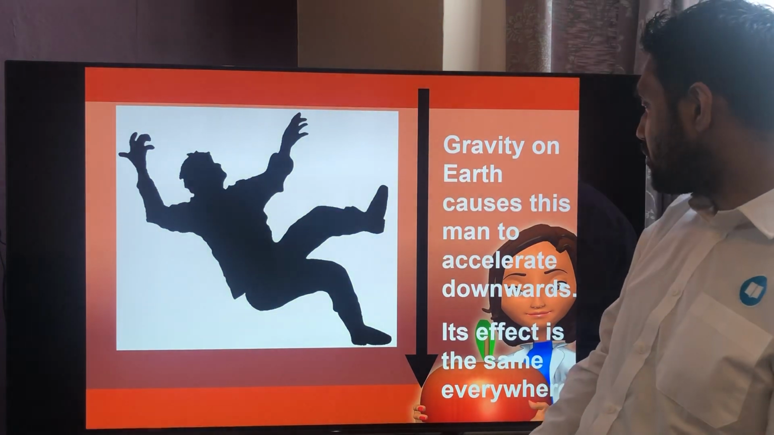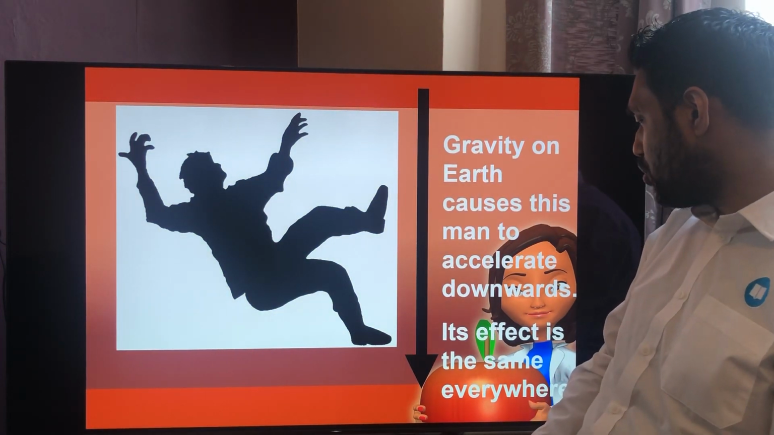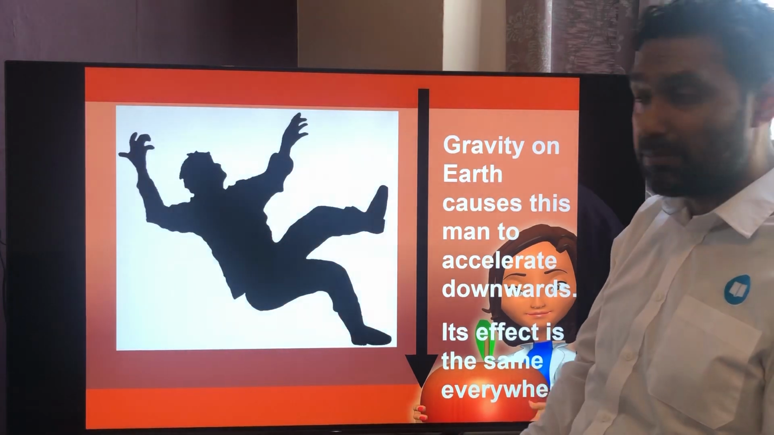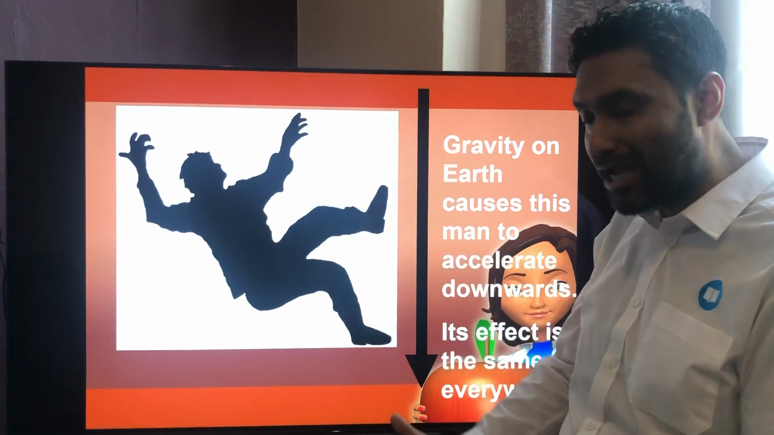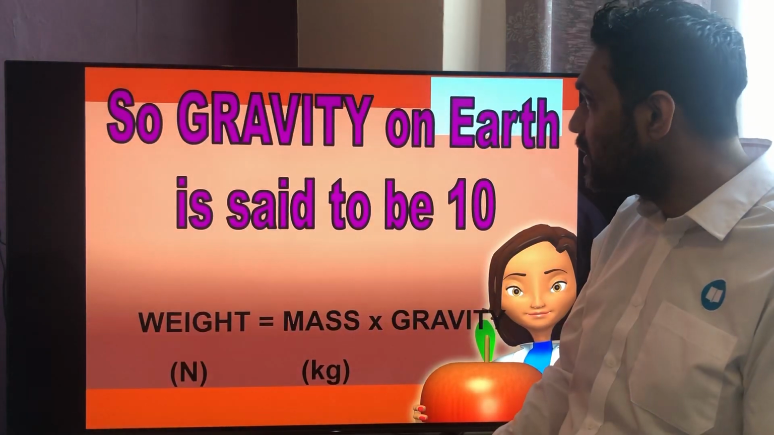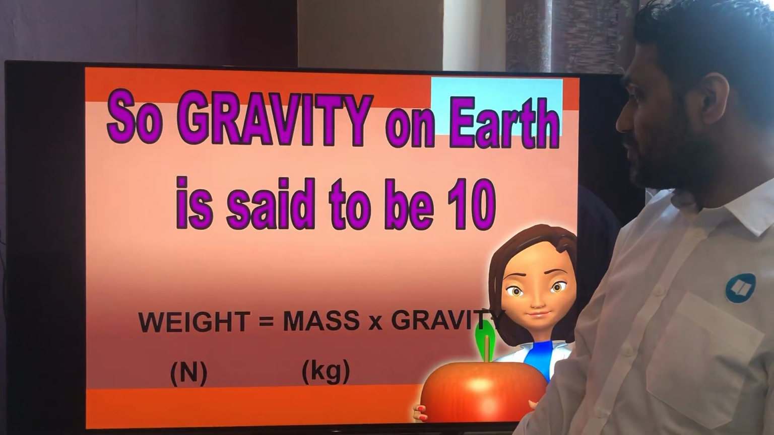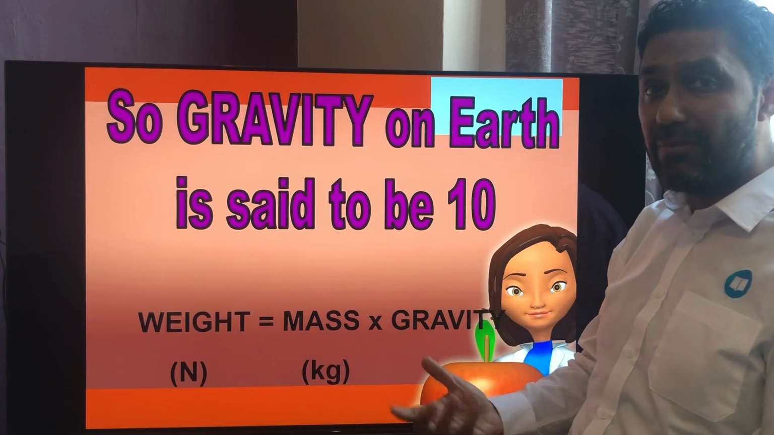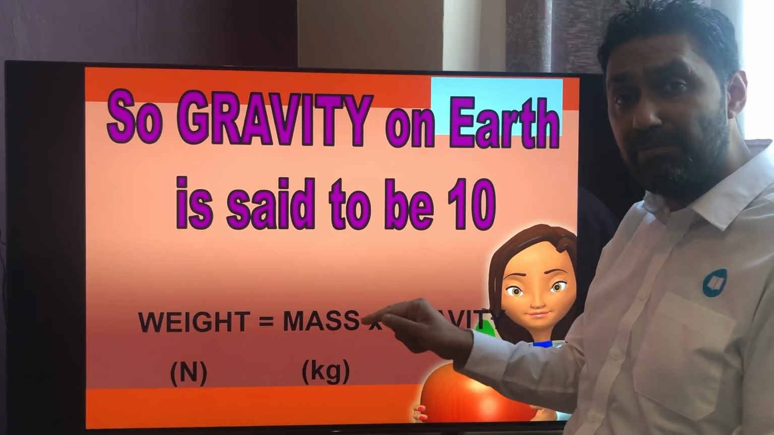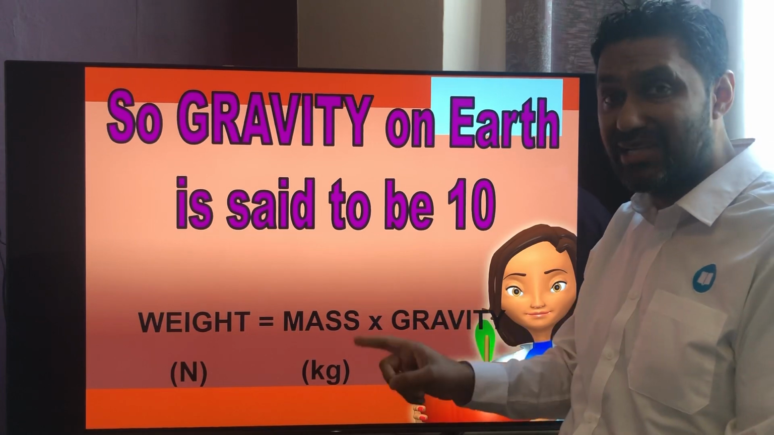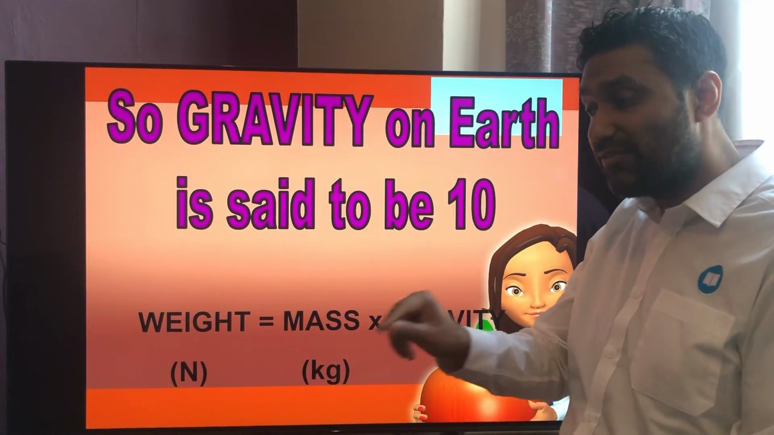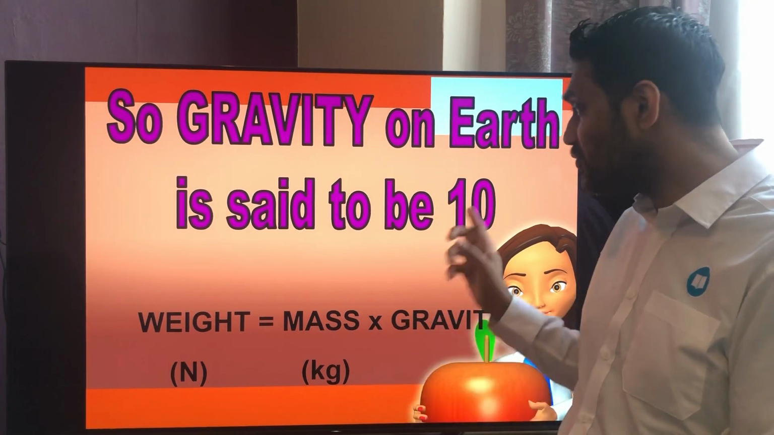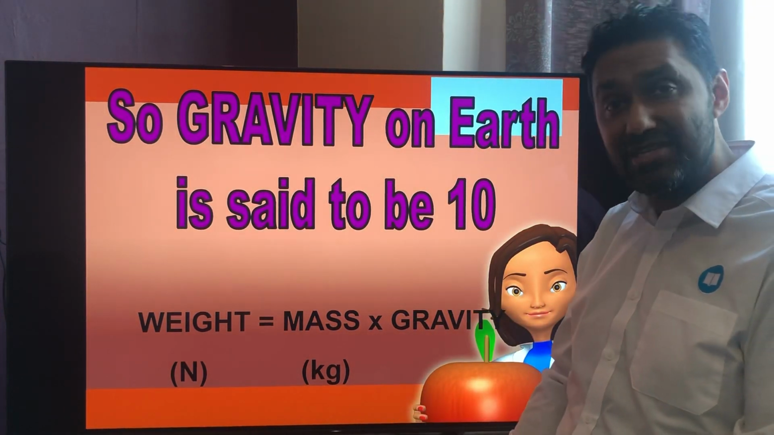So gravity on Earth causes the man to accelerate towards it. Its effect is the same everywhere. No matter what country you go to, gravity will pull you down by the same amount on Earth. So gravity on Earth is said to be 10, and we use this number, 10 newtons per kilogram. But in your GCSE exam, they might give you a more accurate number, so it might give you 9.8 or 9.81. Whichever number they give you, you use that number. If they don't give you a number in the exam, you have to assume it's rounded to 10.